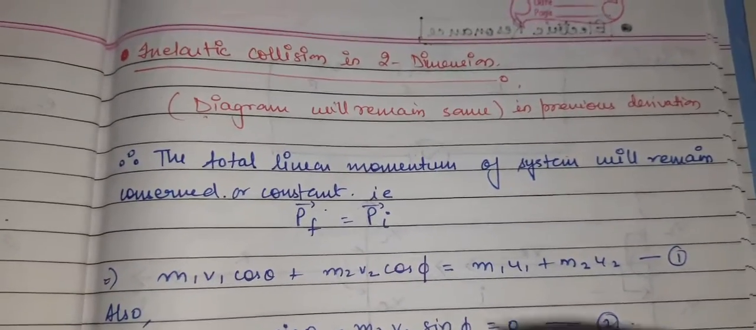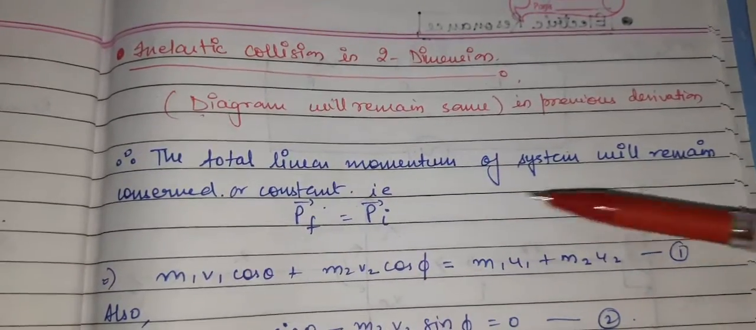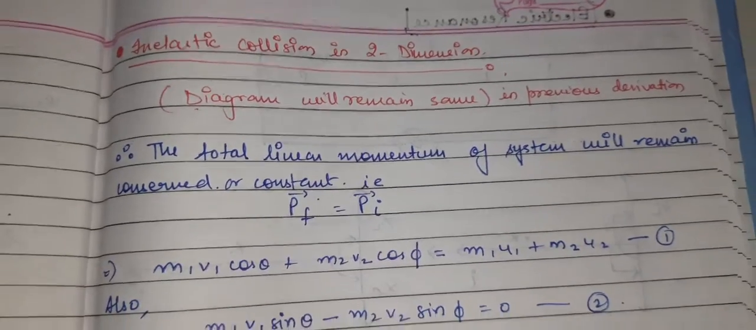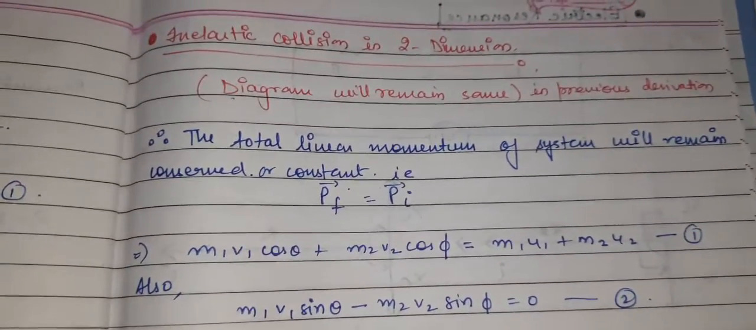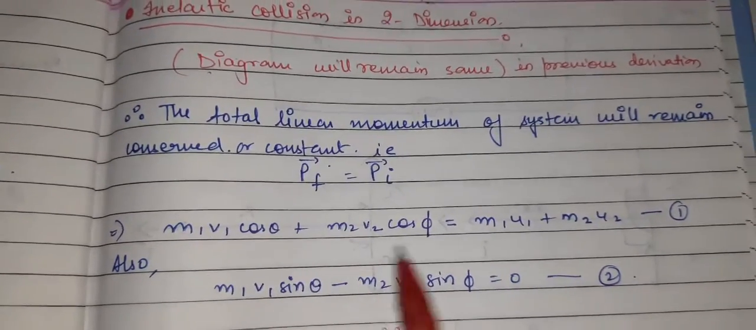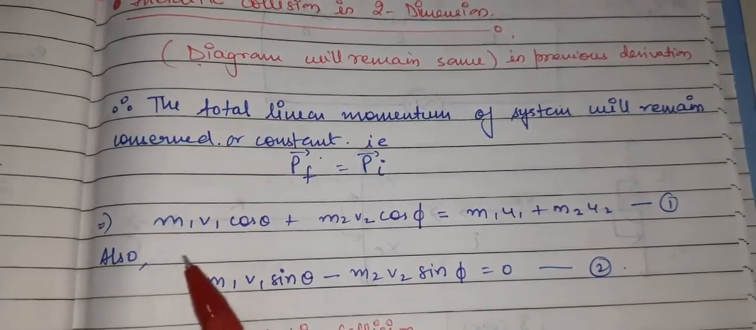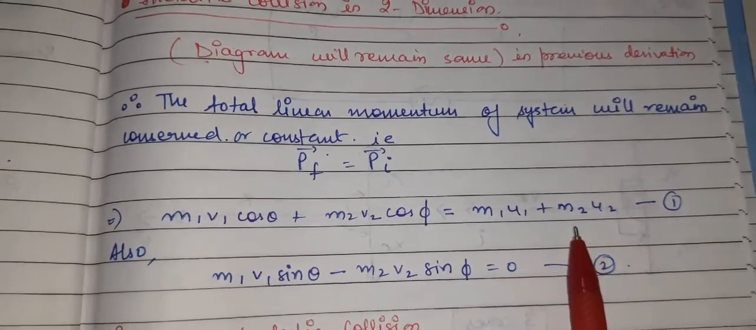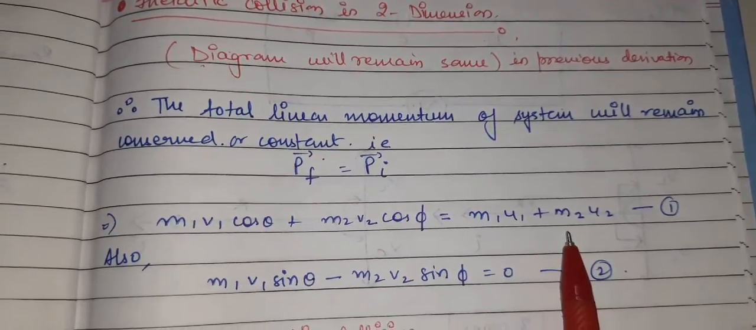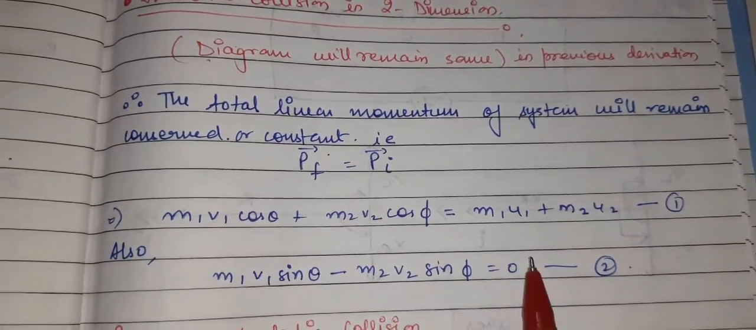So keeping this concept in mind, the total linear momentum of the system will remain conserved, whether it is a two-dimensional or one-dimensional collision. So Pf will be equal to Pi. In that case, m1 v1 cos theta plus m2 v2 cos phi will be equal to m1 u1 plus m2 u2. This is the equation we got when talking about linear momentum along the x-axis. If you see my previous video, you will see how we get this equation.